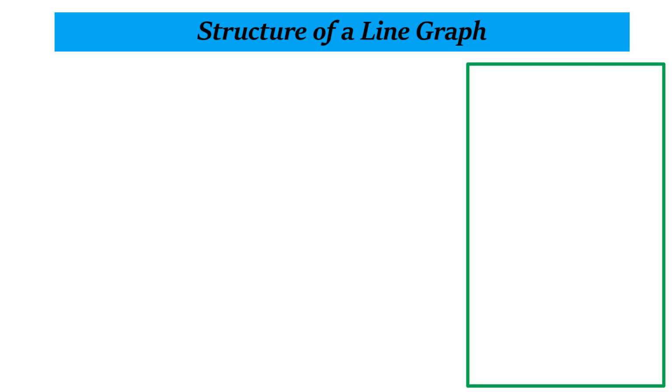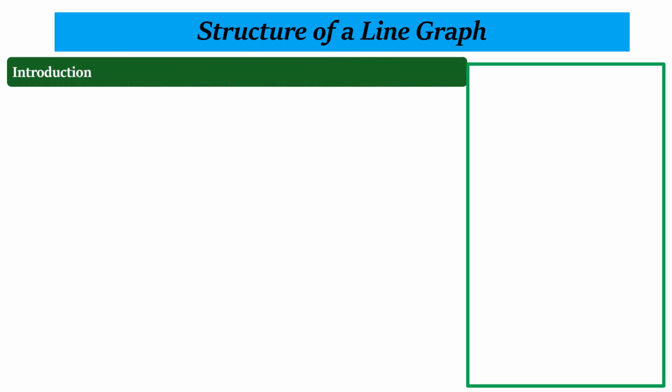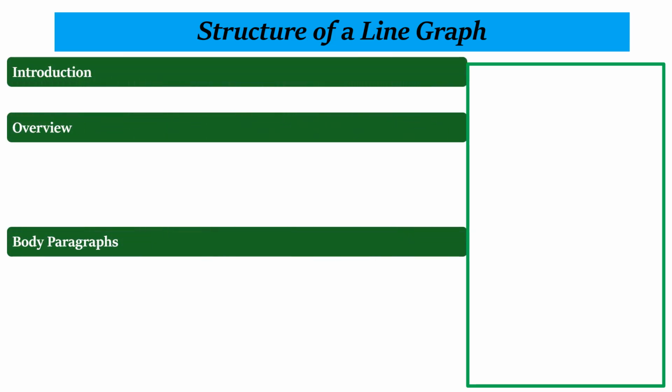Now let's break down the structure of an IELTS Task 1 line graph description. A well-organized response consists of three parts: introduction, overview, and body paragraphs. Here is how to approach each section. In the introduction, start by paraphrasing the question statement. This means rewriting the question in your own words to show your understanding. Keep this section brief and to the point. Your goal is to introduce the graph, not to analyze it.